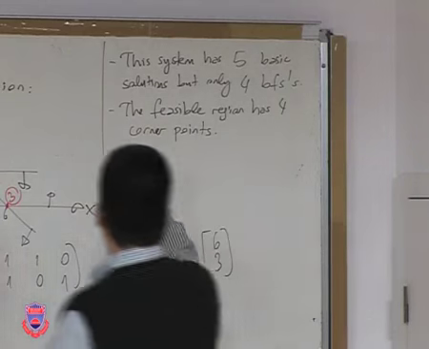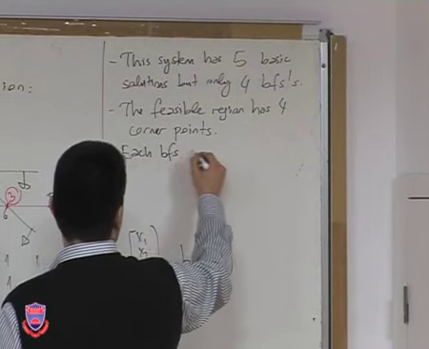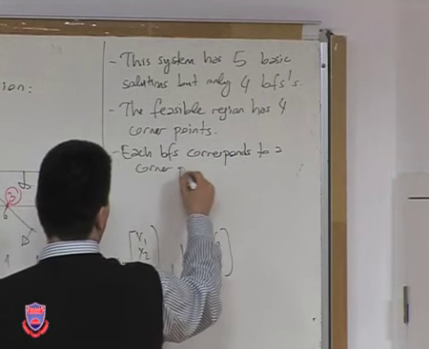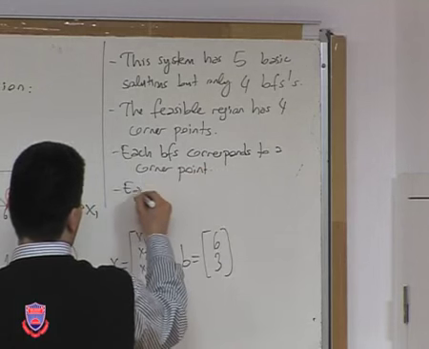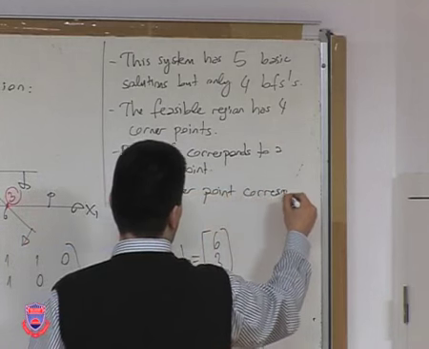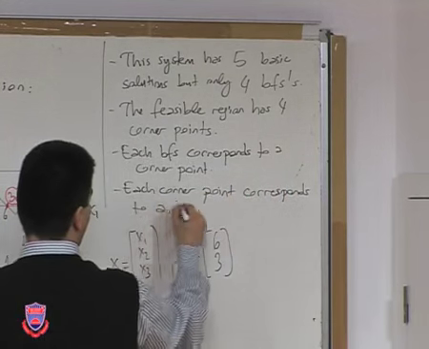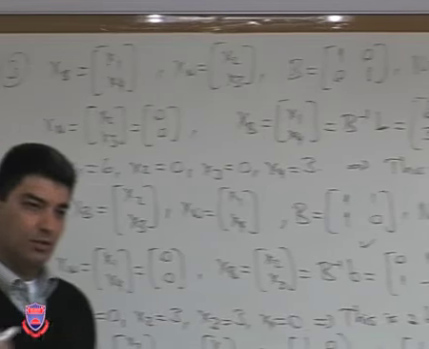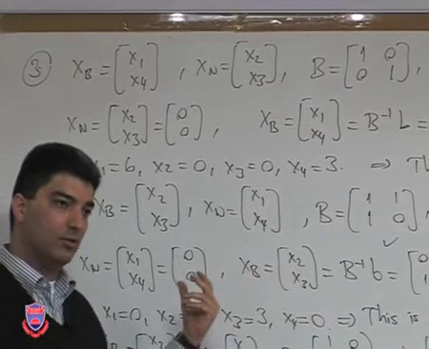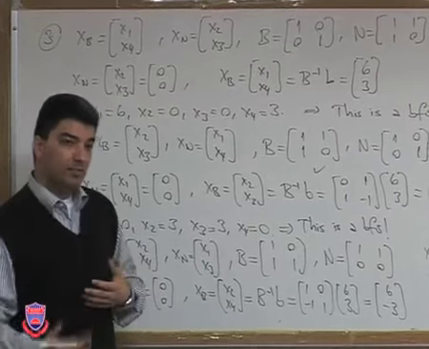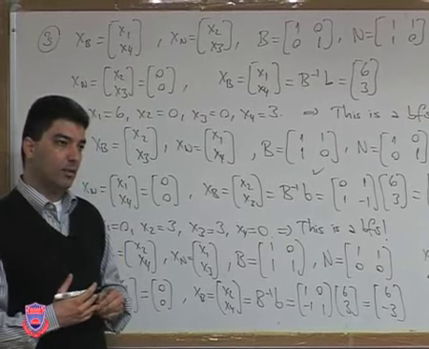Basically, okay? So each BFS corresponds to a corner point, and conversely, each corner point corresponds to a basic feasible solution. And as I said, the nice thing about this is that we no longer depend on the geometry to characterize corner points. We can just use the definition of basic solutions. So whenever we have a problem in standard form, and if we have a basic solution which is feasible at the same time, then we know that that's a corner point, okay?